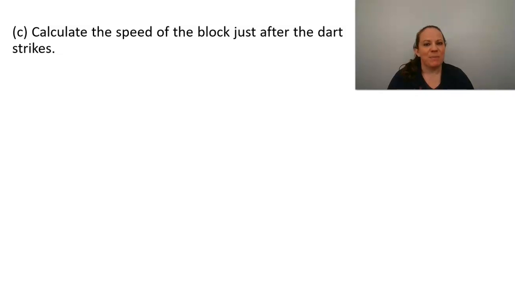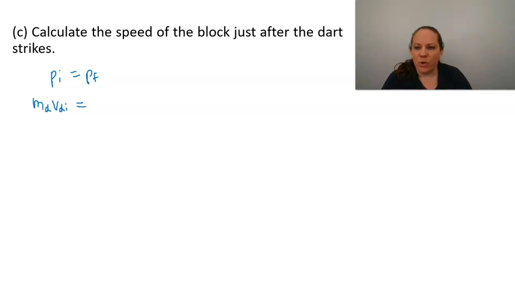Part C, calculate the speed of the block just after the dart strikes. All right, so if you recall ballistic pendulum type problems, then you know that our next step is to deal with conservation of momentum for the dart striking the block. So we'll start off with an indication of our conservation of momentum. So initially we have just the dart moving, so we'll take its mass times the dart's initial velocity, which is the Vx that we found in part A.